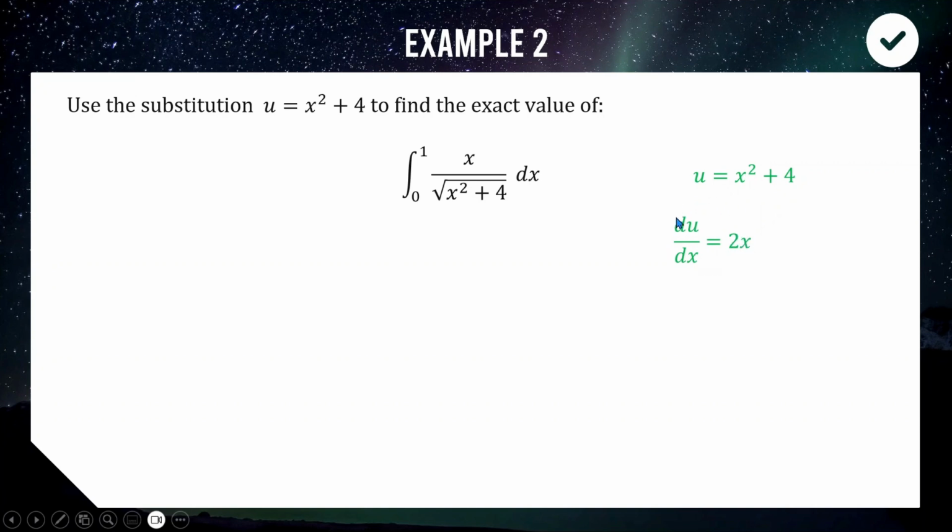And now we'll do the same rearrangement we did in example 1, where the dx will multiply across to the right and the 2x will divide across to the left. So we have du on 2x equals dx. And now that's our substitution for dx.